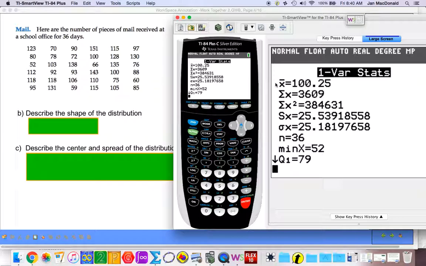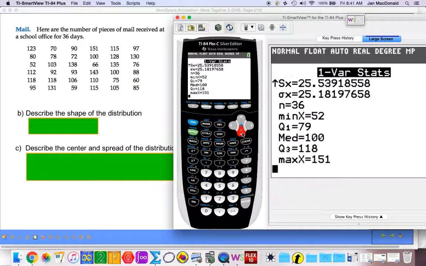Oh, here's my mean, which they ask us for center and spread later, and we have to figure out based on the graph of the distribution which center we're going to use. Here's my standard deviation. Let's arrow down. Here's my 5-number summary. If I wanted to create a box plot, I'd need my 5-number summary. But here's my minimum value and here's my maximum value. Those are going to be important when I'm determining like bin width and that type of stuff. So take a minute and write those down. Our minimum value is 52, our maximum value is 151.